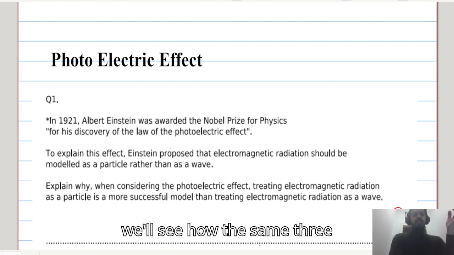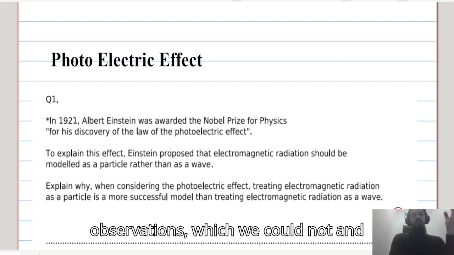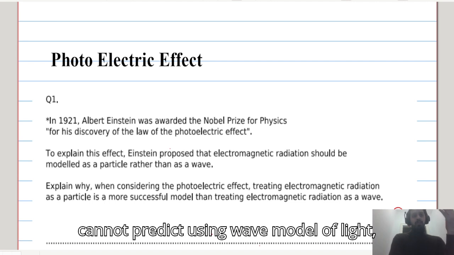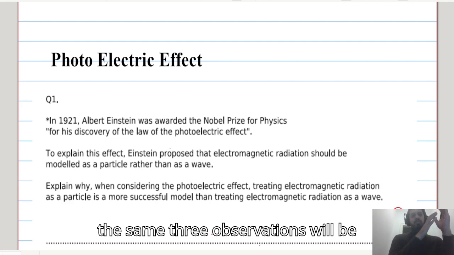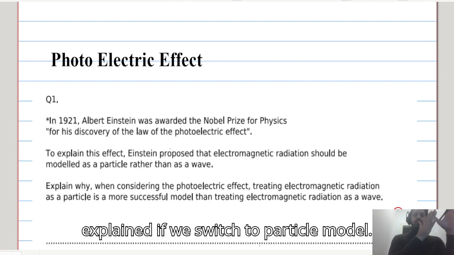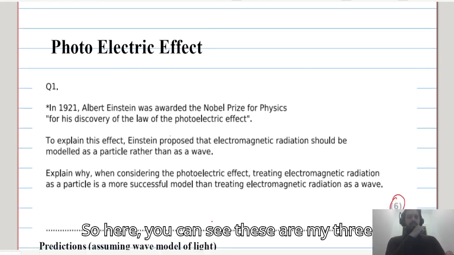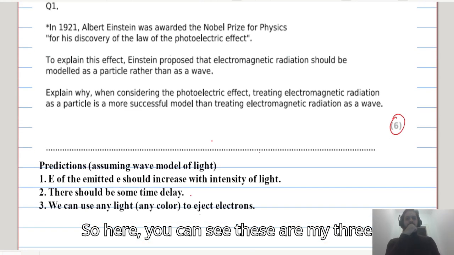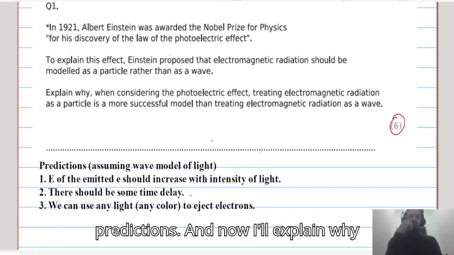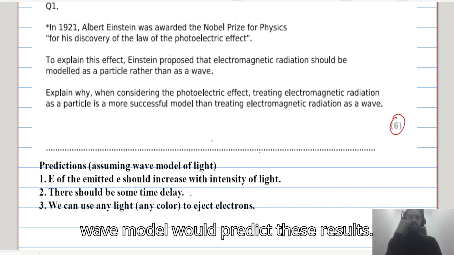And finally, we'll see how the same 3 observations, which we could not and cannot predict using wave model of light, will be explained if we switch to particle model. So here, you can see these are my 3 predictions. And now I'll explain why wave model would predict these results.